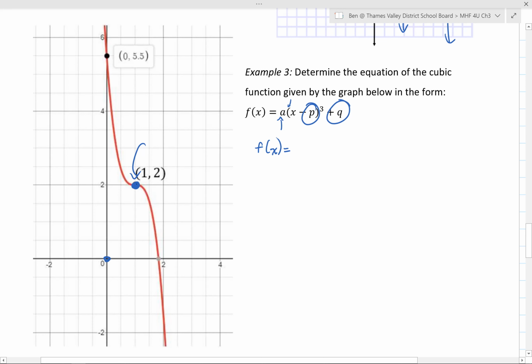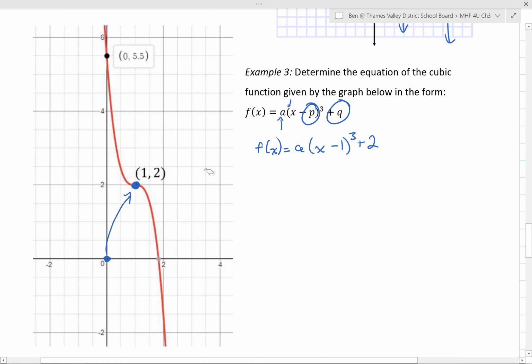We notice that this point of inflection has been translated from 0, 0. Because this point is not affected by the a value, this point has been translated 1 unit to the right, 2 units up. Nice and easy then. I'm working with a times (x minus 1) cubed plus 2, where I'm taking my 1 and 2 from this point of inflection.